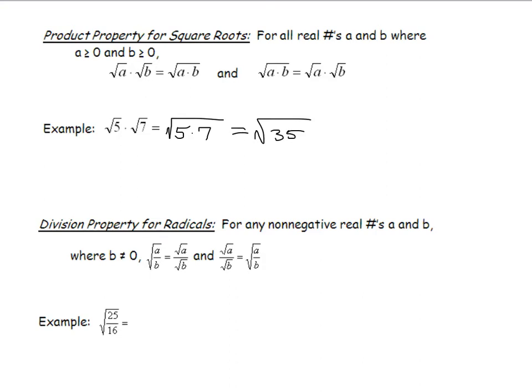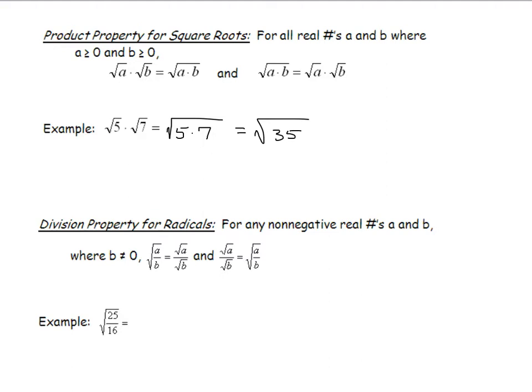The next property we're going to look at is the division property for radicals. Now, you can divide within a square root. If I've got the square root of a divided by b, you can split it up into the square root of a over the square root of b. Also, the reverse is true. If I had the square root of a and I'm dividing by the square root of b, I could make it one big square root and say it would be the square root of a divided by b. Sometimes that's a good property to know because it helps us when we're trying to simplify.